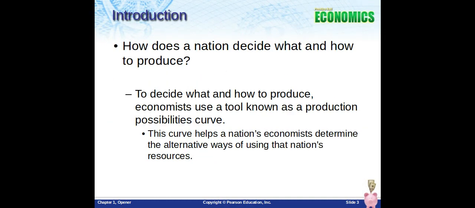So, introduction. How does a nation decide what and how to produce? To decide what and how to produce, economists use a tool known as production possibility curves. This is what we're going to talk about today. I hope you guys are a fan of graphs because you'll be looking at graphs for the next 2 to 3 days. So what we're going to do is look at this graph and determine basically the trade-off of producing one thing over another.